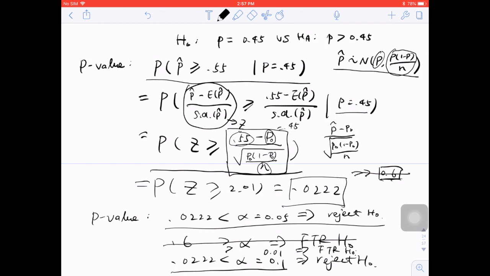Right? You compare this value to z alpha. If this one is larger than z alpha, you're going to reject the null hypothesis. Otherwise, you fail to reject the null hypothesis. So first of all, we have to write down z, which is equal to this, right?